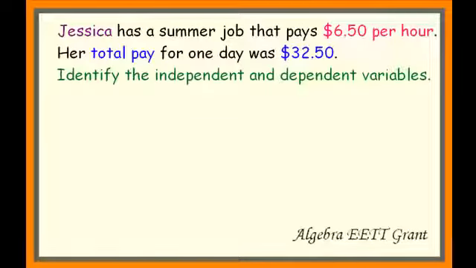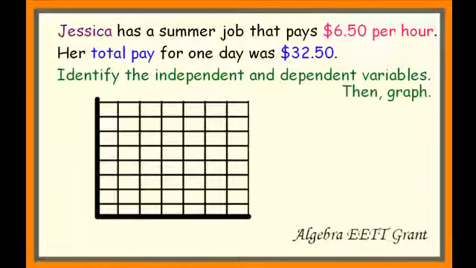So let's look at this example. Jessica has a summer job that pays $6.50 per hour. Her total pay for one day is $32.50. Identify the independent and dependent variables, then graph. So we're going to identify our values and then we're going to graph that point.